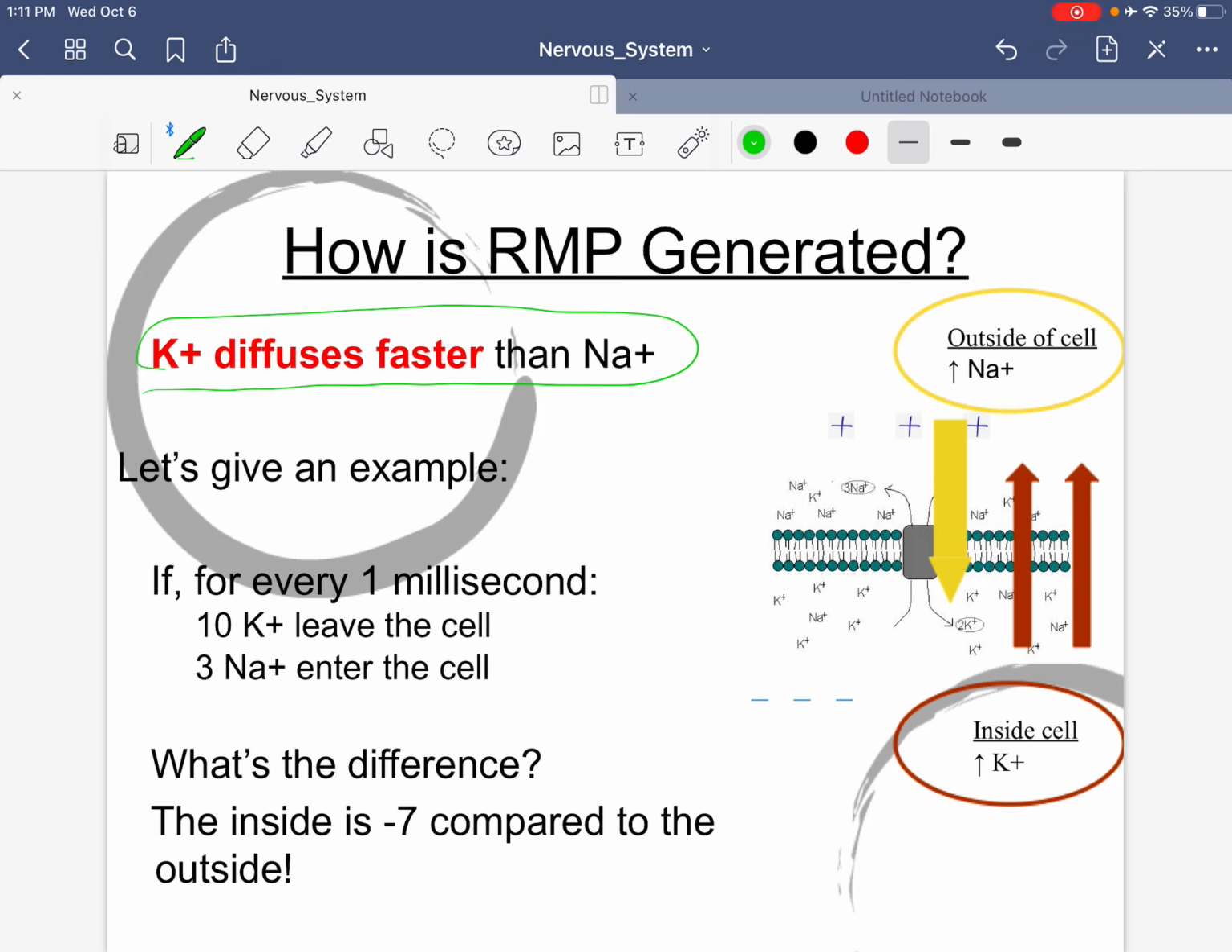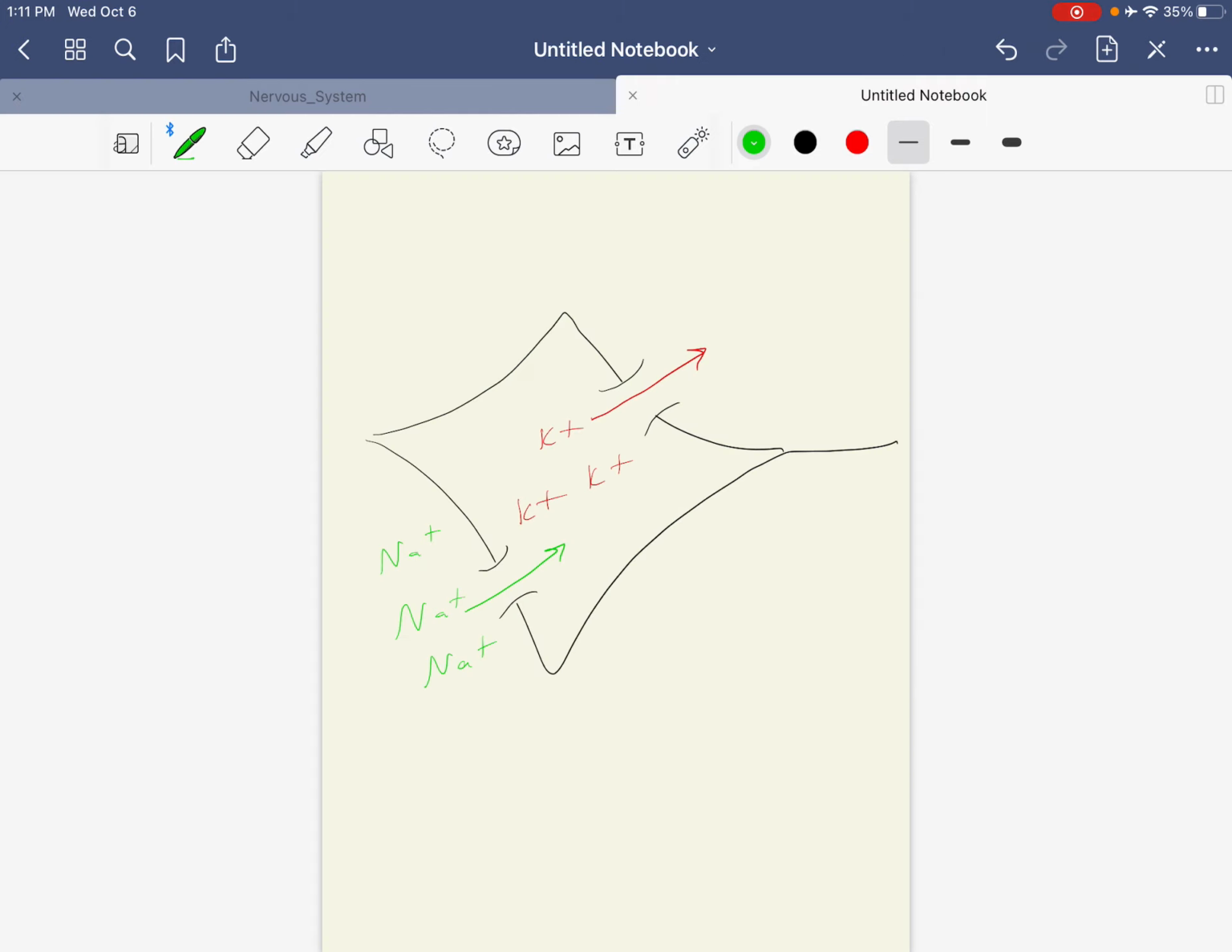Potassium diffuses out faster, a lot faster. I want to say the permeability of potassium is like 50 times greater than sodium. So when talking about this, I give an example. Let's say that every 1 millisecond, I'm just making these numbers up, but it will illustrate the point. What if every 1 millisecond, so per given unit of time, 10 potassium diffuse out?